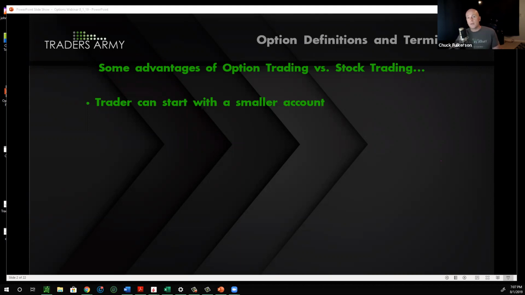And one of the great things about options trading is you can start with a smaller account. So by definition, you're putting less capital on the line. That's one of the things that I think is very important for people to realize.